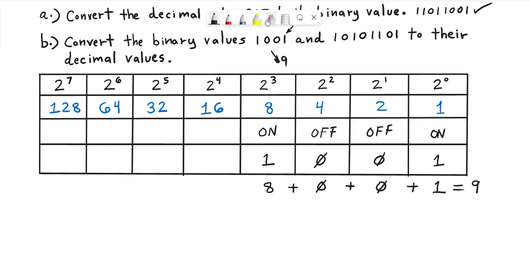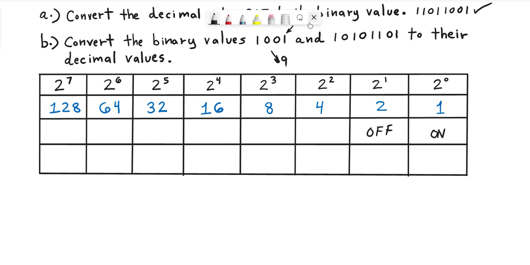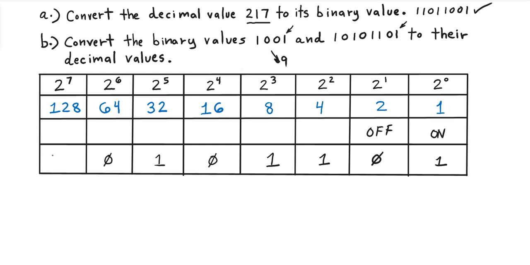And then if we repeat the process once again, we start from the right side, or at 2 to the 0th power. So we enter 1, 0, 1, 1, 0, 1, 0, 1. So this is on for 2 to the 7th power, off for 2 to the 6th power, on for 2 to the 5th power, off for 2 to the 4th power, on for 2 to the 3rd power, on for 2 to the 2nd power, and then off for 2 to the 1st power and on for 2 to the 0th power.